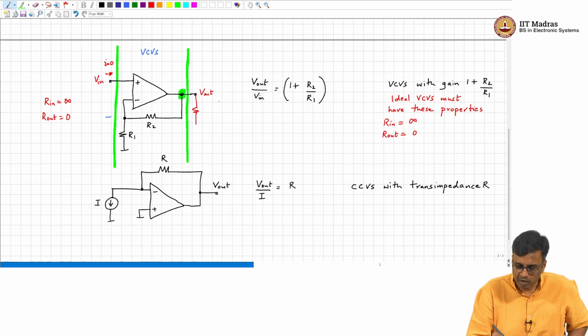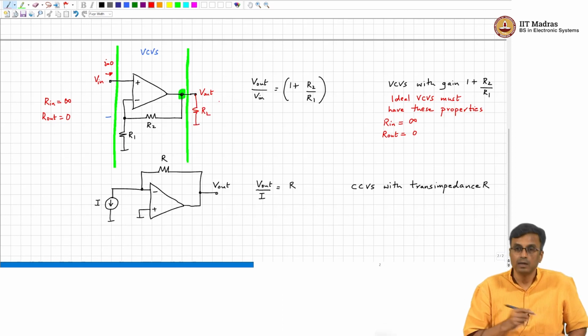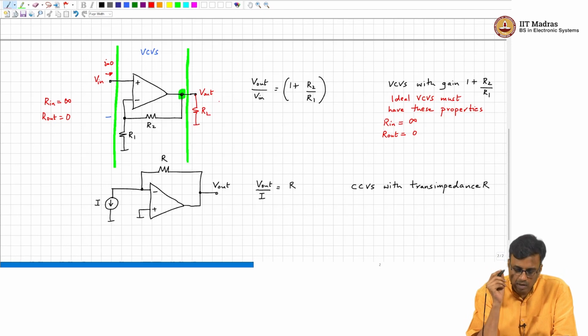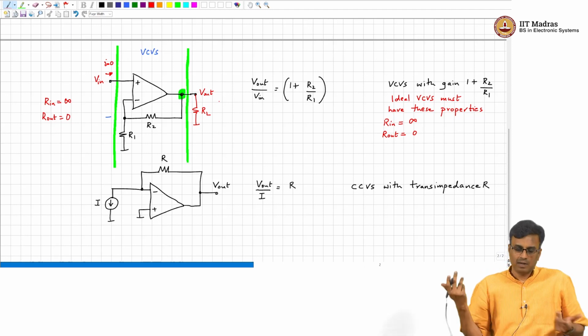Now, if I put a load resistance RL, what comment can we make about the output voltage? What is the output voltage? Why is it the same? How will we go about it? We put some resistance RL between V out and ground. How will we find out what the output voltage is? Exactly, same old, same old.